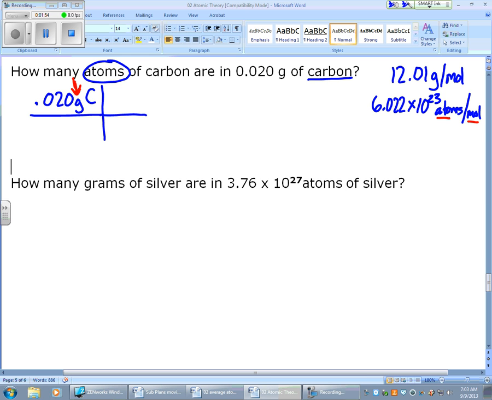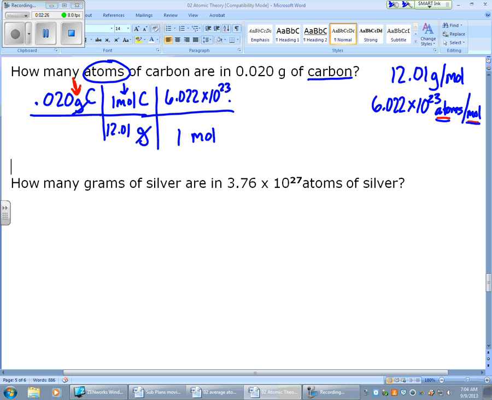So I can't use Avogadro's number now, so I must use molar mass. Gram is here, so gram has to go here, and there are 12.01 grams in 1 mole of carbon. Grams cancel. Now I have moles. Can I use Avogadro's number now? Since I have moles right here, I can, because I have either atoms or moles. So mole is here, mole has to go here, and in 1 mole, there are 6.022 times 10 to the 23rd atoms of anything. In this case, we're talking about carbon.